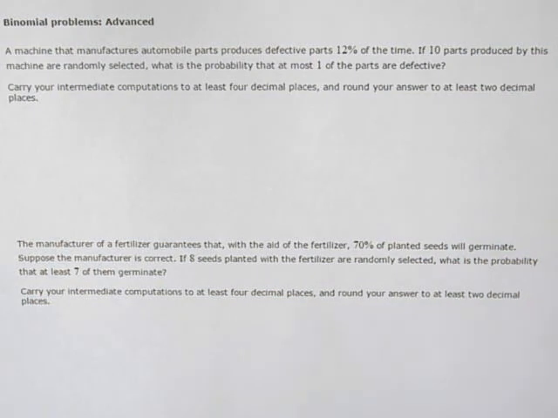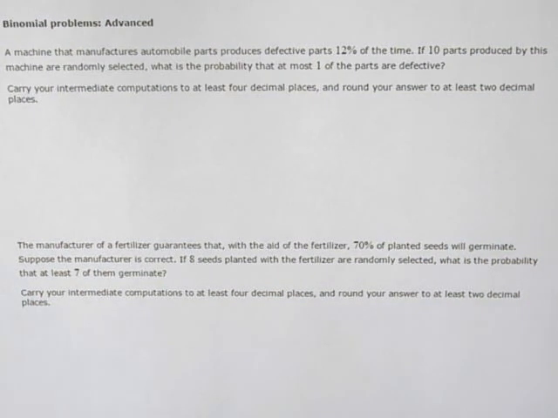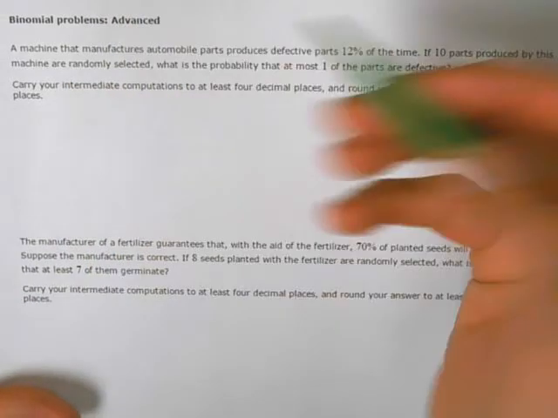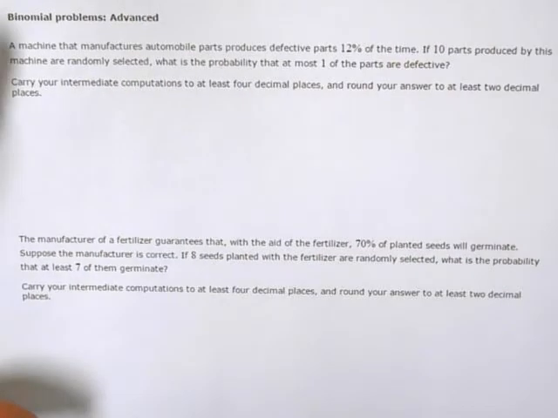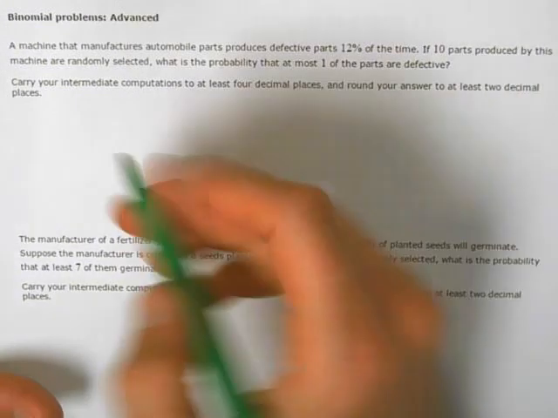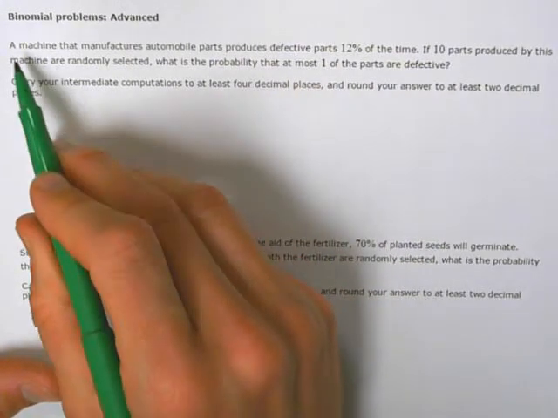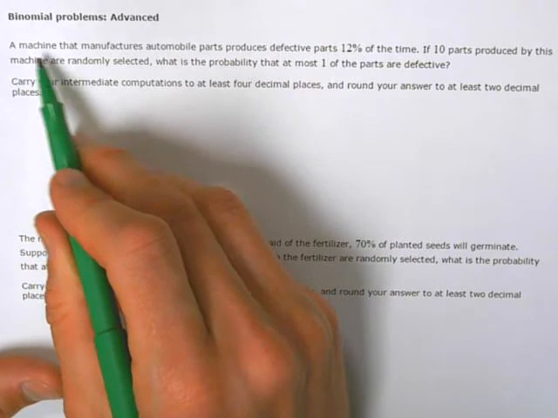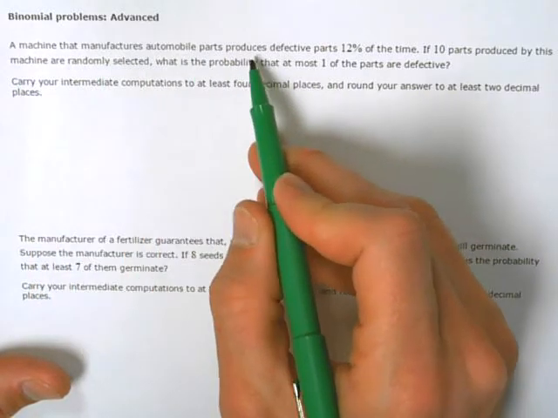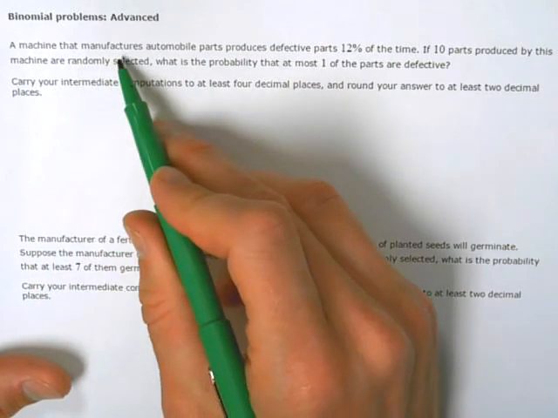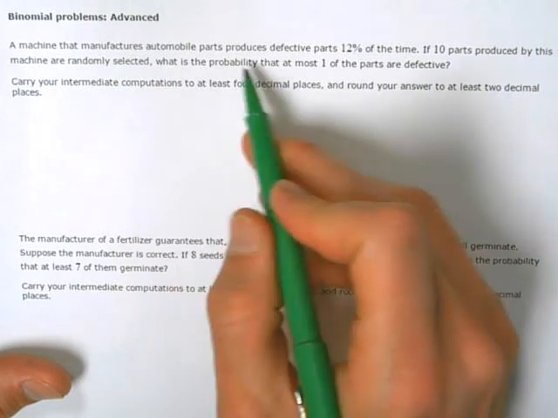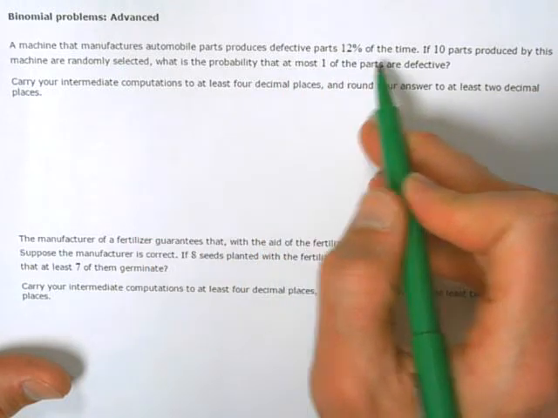Moving on to binomial problems advanced. Okay, so clearly you need to do binomial problems basic first, and once you do that, this is going to be a lot easier. Here in the first example we're going to look at, it says a machine that produces automobile parts makes defective parts 12% of the time.